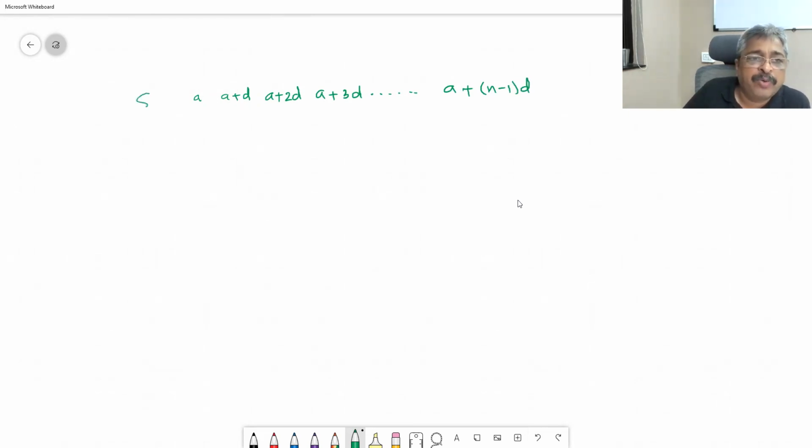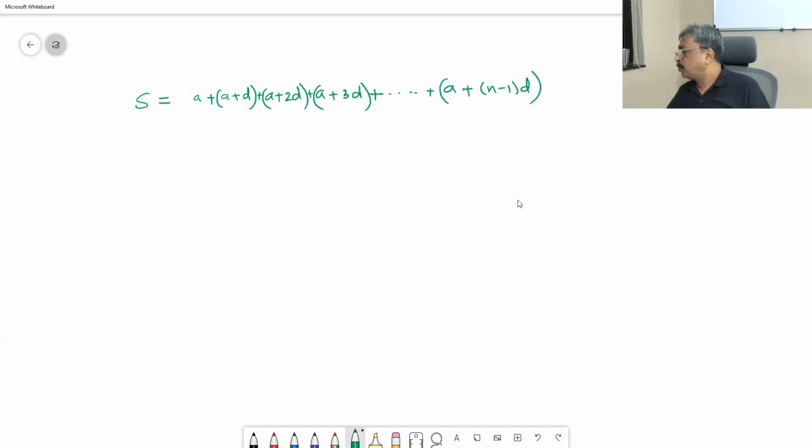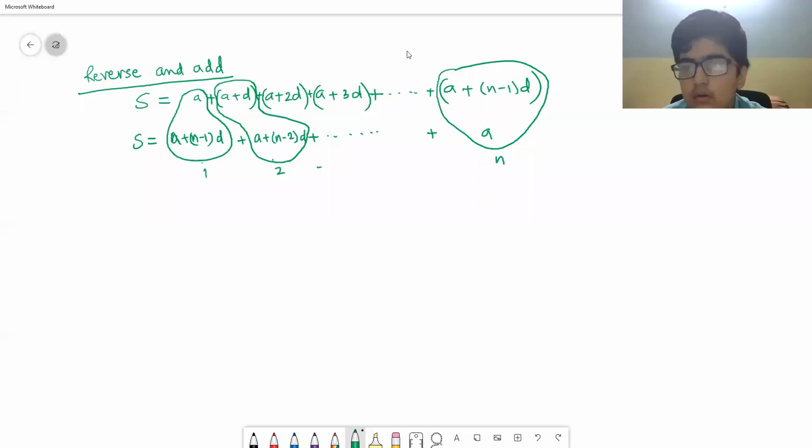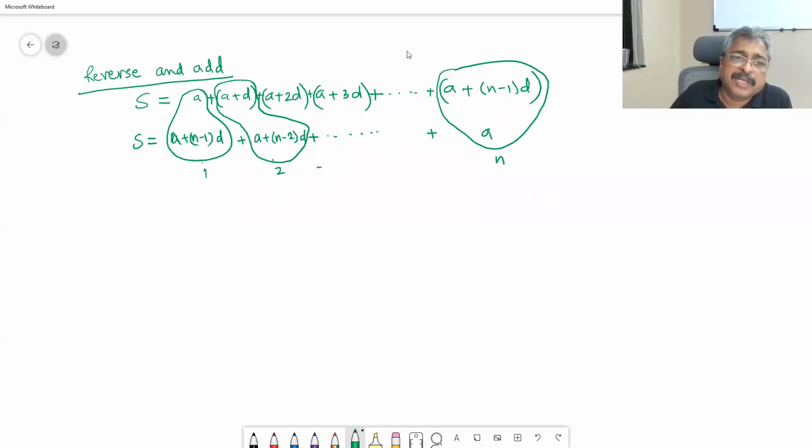Now the question is, if I want to add them, the summation of all these numbers which are in arithmetic progression, we want to find out. So find the summation of n numbers which are in arithmetic progression. The technique is reverse and add. You reverse these numbers and add them. Because we are reversing the direction, the summation is not going to change, therefore S will remain S.